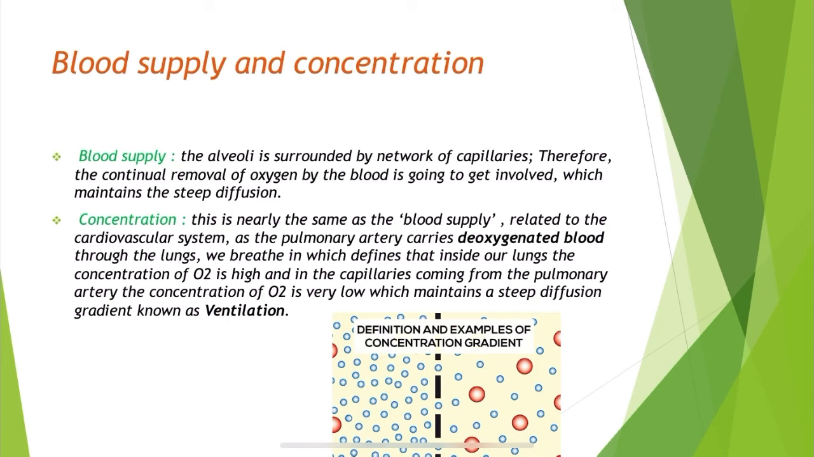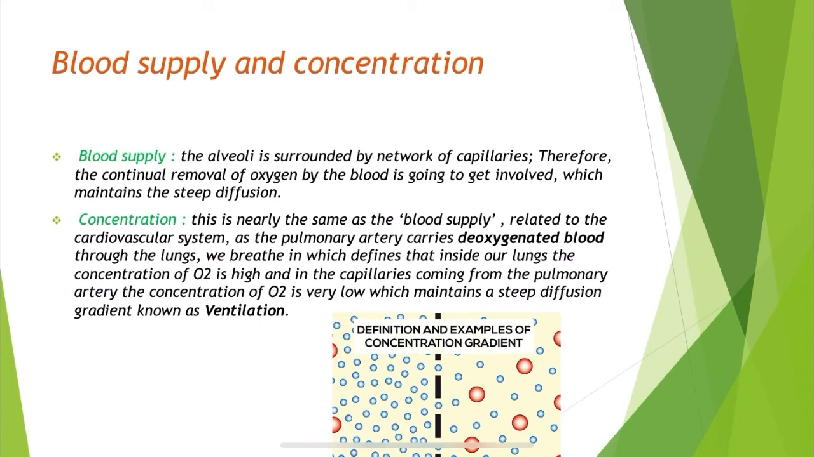And also the same thing for concentration. This is nearly the same as related to the cardiovascular system, where I talked about this concept in detail related to the heart structure, how it works, how blood is provided to different parts, and so on. So please check it out. As the pulmonary artery carries deoxygenated blood, which means a high concentration of carbon dioxide and a low concentration of oxygen, to the lungs, we breathe in, which means that inside our lungs the concentration of O2, or oxygen, is really high.